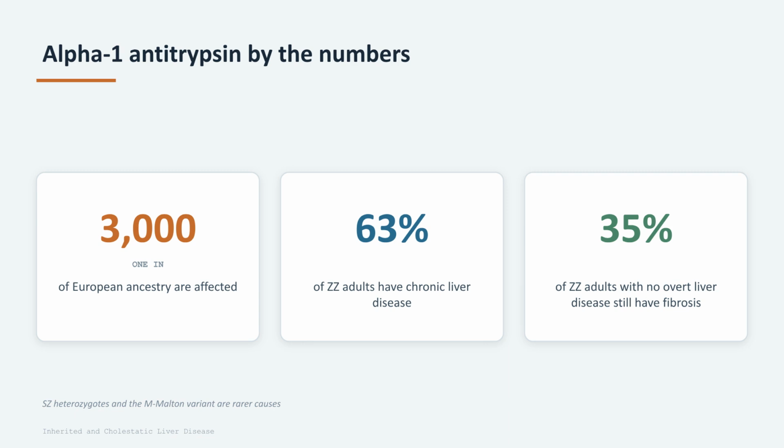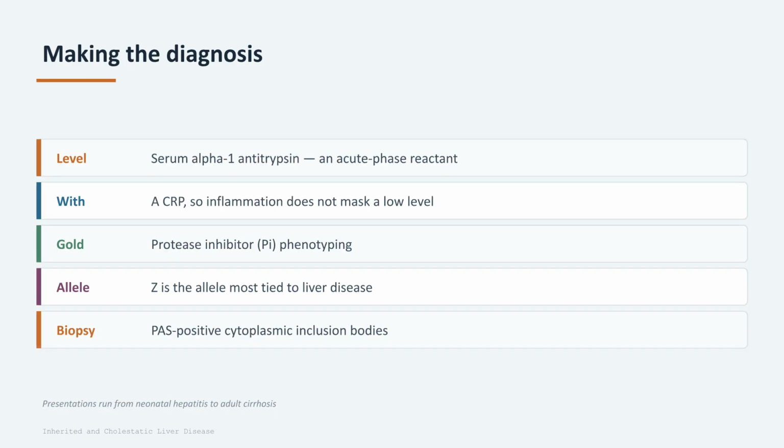The Z allele is the one most tied to liver disease. 63% of ZZ adults have chronic liver disease. And here is the number that should change how you think. 35% of ZZ adults who have no overt liver disease at all still have fibrosis. Rarer associations include SZ heterozygotes and the M Malton variant. So how do you make the diagnosis?